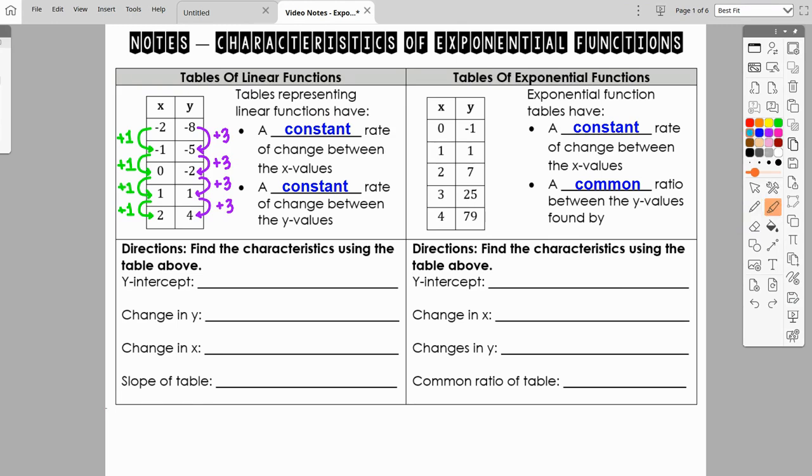When we answer the characteristics below, we want to pull the y-intercept from our table as the value when my x is 0, and then my y is a number here. So again, your y-intercept is always going to happen when your x value is 0. The change in y is what we had in purple above. That was +3. The change in x between all x's was a +1 that we had in green up top.